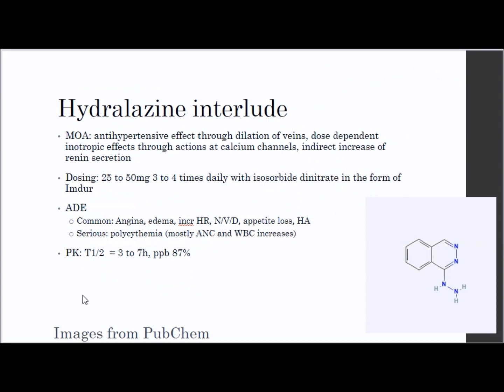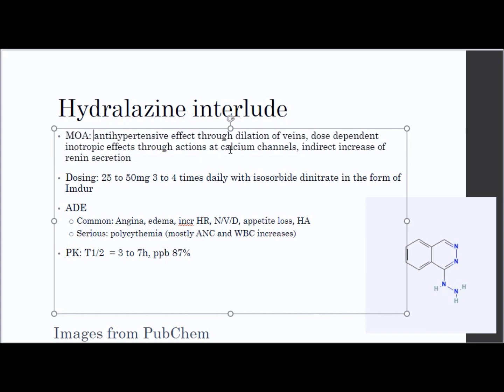And we're on to the next part, which is our hydralazine interlude. So the mechanism, it's one of those that has the wonderful sentence right at the start that there's a lot of unknown effects. However, the most known effects, and again, these are all from Micromedex, is antihypertensive effects through dilation of veins, a dose-dependent inotropic effect at actions in the calcium channels, so it can either be a positive or a negative inotrope, an indirect increase of renin. Dosing is 25 to 50 milligrams, 3 to 4 times daily.